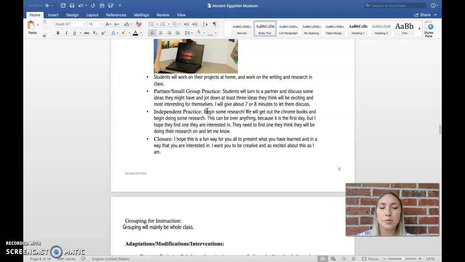So then the partner and small group: students will turn to a partner and discuss some ideas that they may have and jot down at least 3 ideas that they think will be exciting, most interesting for them.